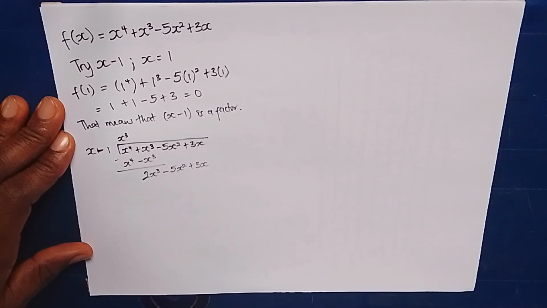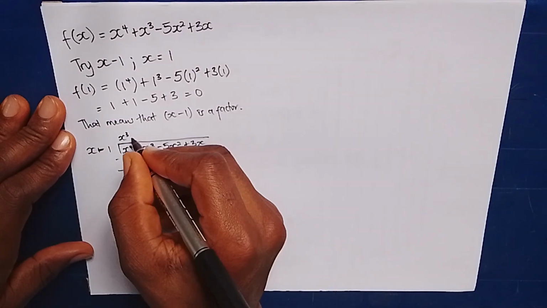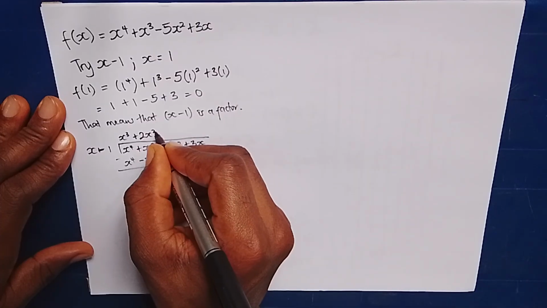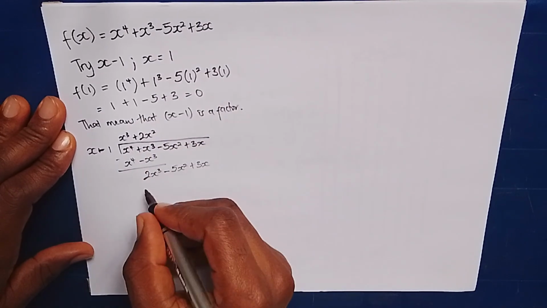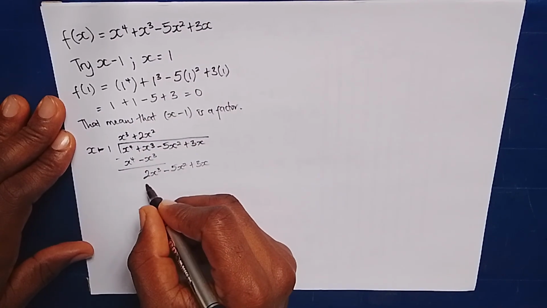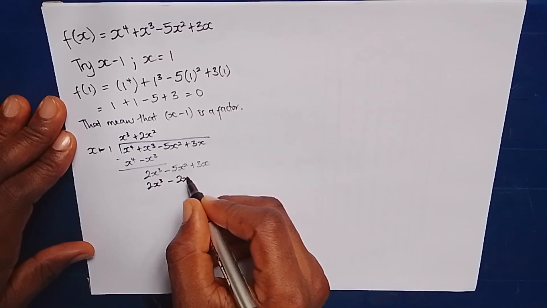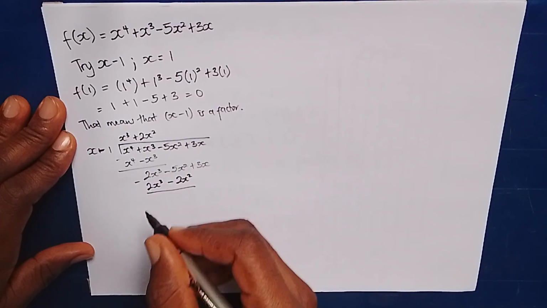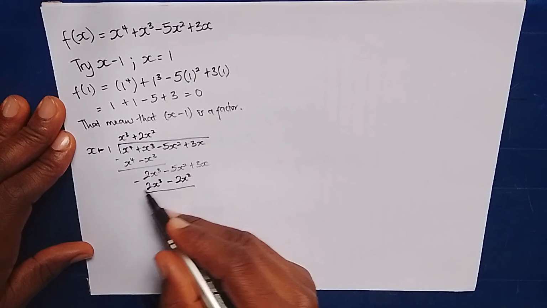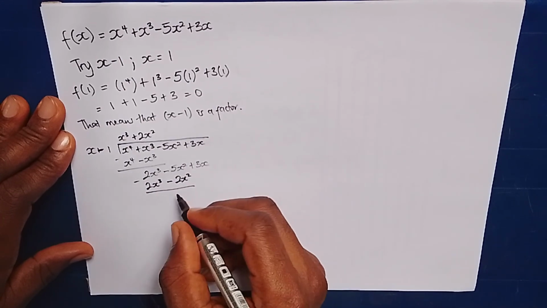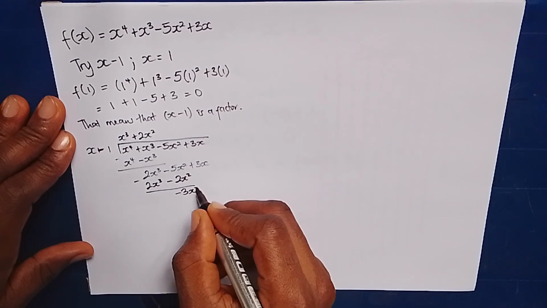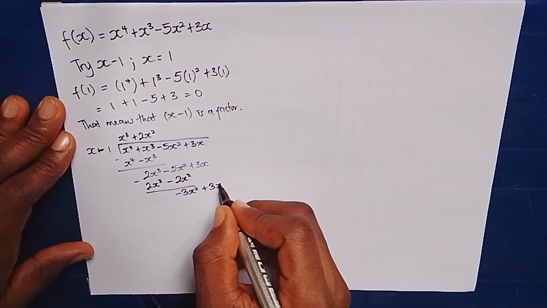So 2x cubed divided by x, and we have plus 2x squared. Then multiply the divisor by 2x squared. You have 2x cubed minus 2x squared. Subtract this. This is 0. Minus 5x squared minus 2x squared will give us minus 3x squared plus 3x.